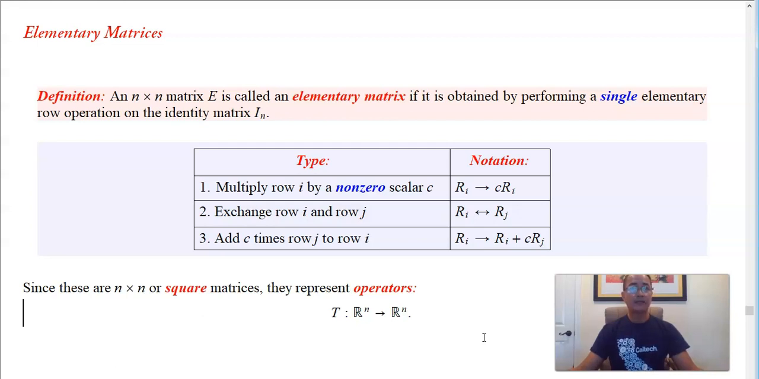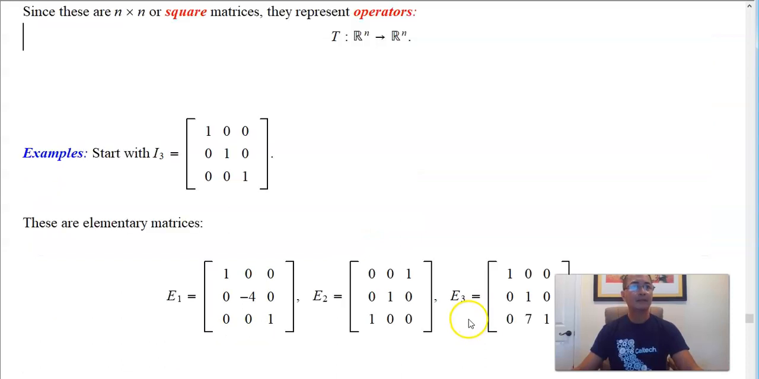So if you recall, there are three kinds of elementary row operations. Type 1, multiply row i by a non-zero scalar c. Type 2, exchange two rows. Type 3, add a multiple c times row j to row i. Because these are n by n or square matrices, they represent operators. So they will transform Rn into Rn. Let's look at some examples.